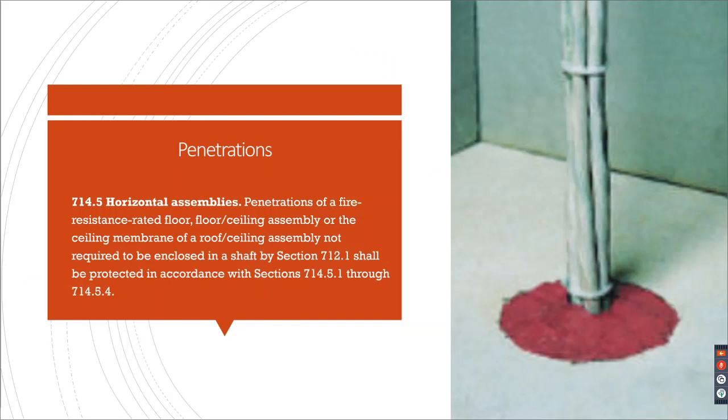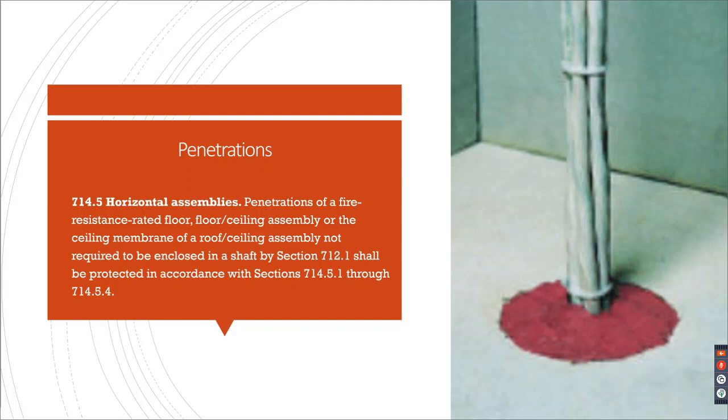For horizontal assemblies, so if we switch to 714.5, now we're talking about the horizontal assemblies, floor ceiling, roof ceiling, etc. Penetrations of a fire resistance rated floor, roof ceiling assembly, or the ceiling membranes of a roof ceiling assembly, not required to be enclosed in a shaft by 712.1, shall be protected in accordance with 714.5.1 through 714.5.4. So again, talking about the floor ceiling assembly or ceiling membrane of a roof ceiling assembly. That doesn't have to be in a shaft.